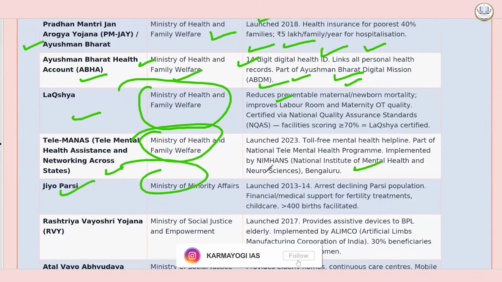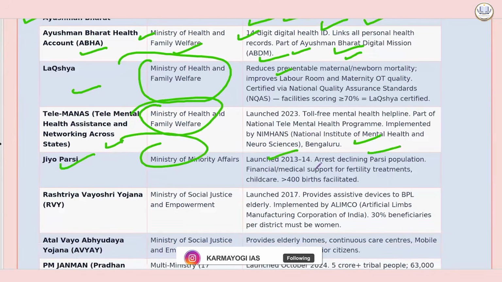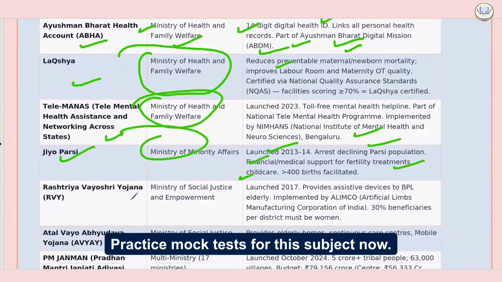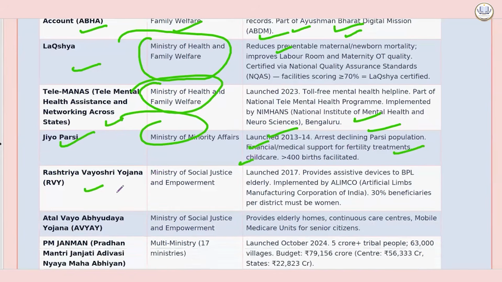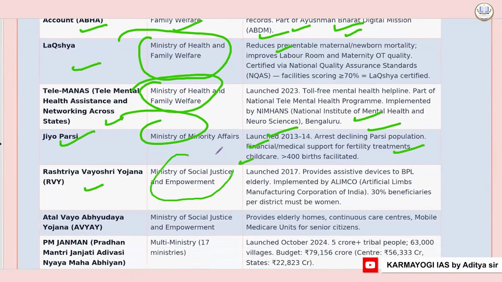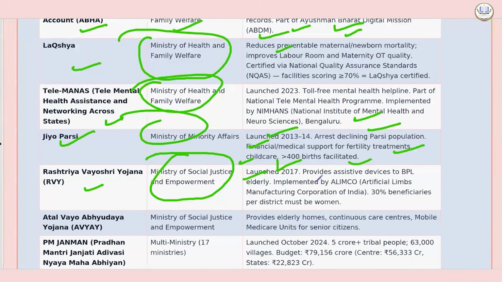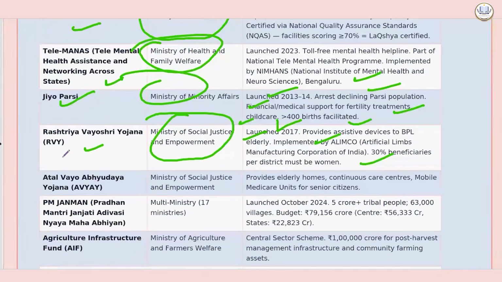Jiyo Parsi, Ministry of Minority Affairs, launched 2013-14, arresting the decline of the Parsi population, with financial and medical support for fertility treatment, childcare and more; more than 400 babies have been facilitated under this. And Rashtriya Vayoshri Yojana, Ministry of Social Justice and Empowerment, launched in 2017, provides assistive devices to BPL senior citizens, implemented by ALIMCO, that is Artificial Limbs Manufacturing Corporation of India. 30% of beneficiaries must be women. Atal Vayo Abhyuday Yojana, Ministry of Social Justice and Empowerment, provides elderly homes, continuous care centers and mobile medical units for senior citizens.